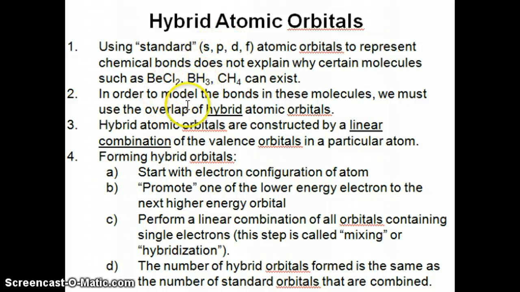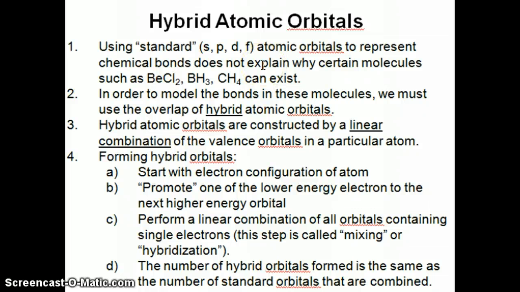We're not going to be able to explain any of these structures if we're just using these standard spdf atomic orbitals. In order to model the bonds that exist in these molecules, we can't just envision that the bonding is an overlap between one standard atomic orbital with another standard atomic orbital. What we have to do is imagine that the bonding occurs because of overlap between one hybrid atomic orbital in one atom with maybe a standard atomic orbital from another atom, or an overlap between two hybrid atomic orbitals.